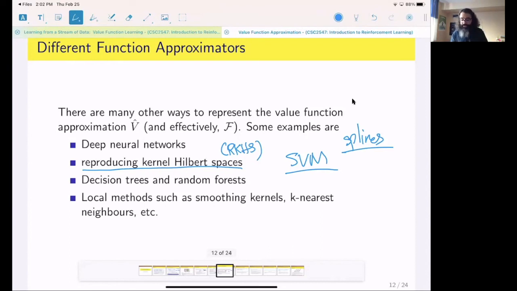We can use them in reinforcement learning, I guess that's the whole point. And they work fine. Decision trees and random forests, we can also use them. And we can have all sorts of local methods like smoothing kernels, which happens to be different from this type of kernels. K-nearest neighbors and piecewise constant, piecewise linear models. So we can also use those. Okay, so I guess that's it.